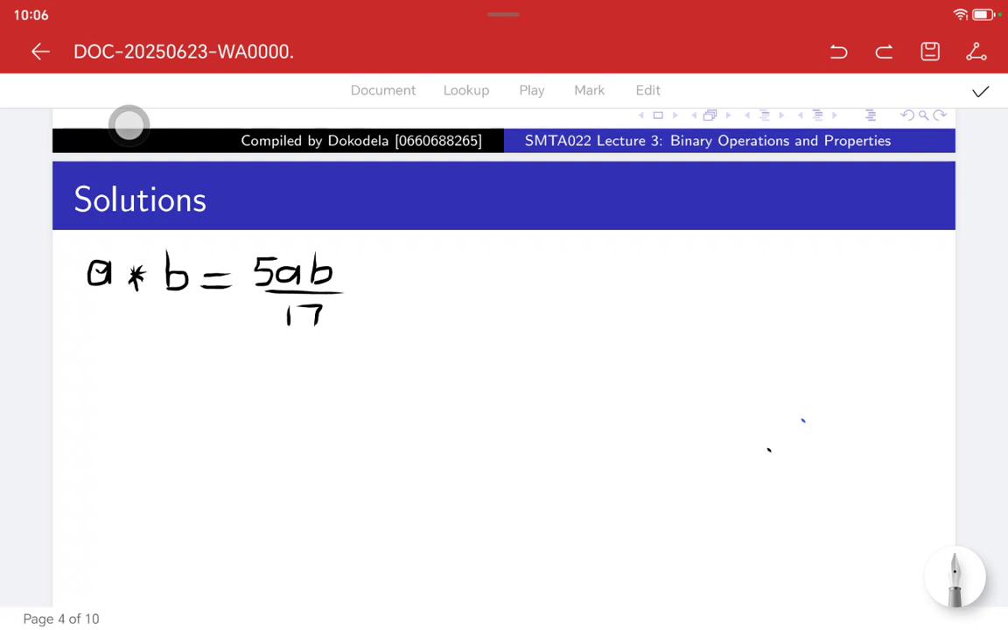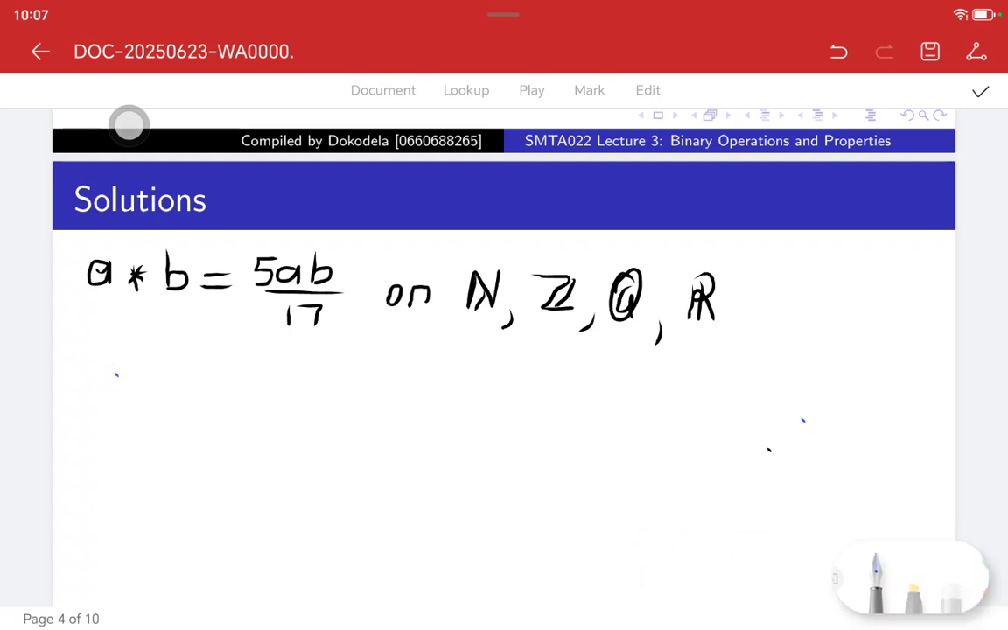So first thing that we're gonna do here, we're gonna check closure. They say we must check this on natural numbers. We check this on integers. I'm just gonna write them anyhow, right? Then we check this on rational numbers. And lastly, they said we must check this on real numbers. So first we're gonna be checking closure.